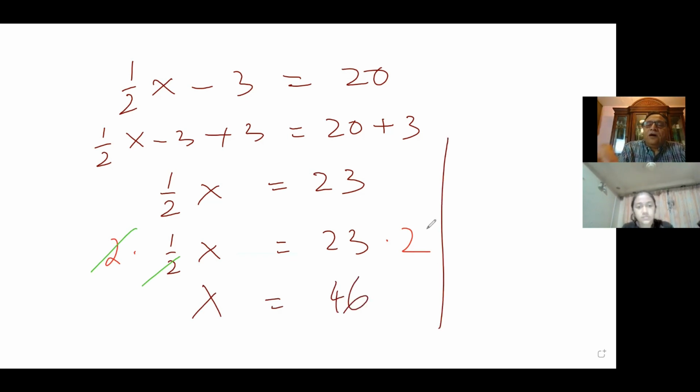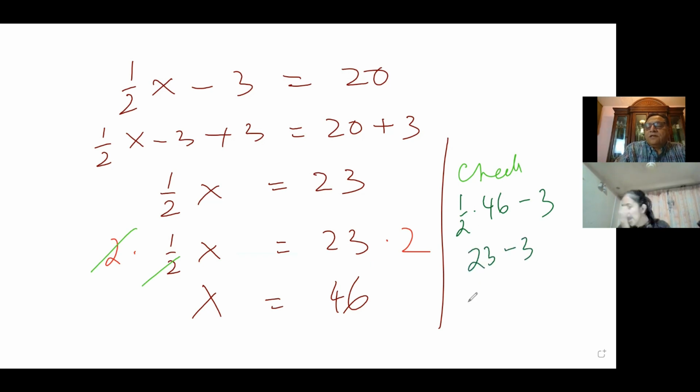Now at this stage, you can also check your answer. So if I do half times 46 minus 3, what do I get? Half times 46 is 23. And 23 minus 3 is equal to 20, which is the right-hand side. Do you see that?